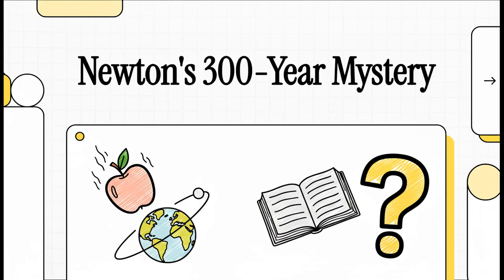We all learn about Newton's law of gravity in school. It's that famous formula that tells us why apples fall and how planets stay in orbit. And for over 300 years now, it's felt like totally settled science. But what if I told you there's a giant mystery hiding in plain sight, right inside that very equation? A piece of the puzzle that's been missing this whole time.